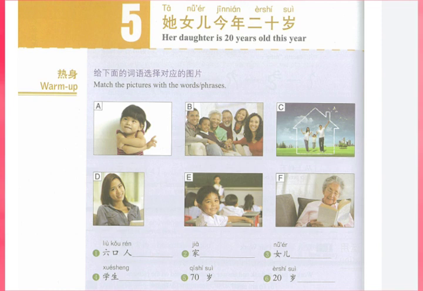Let's check the warm-up. 热身, warm-up. 给下面的词语选择对应的图片. Match the pictures with the words and phrases. Now, what I will do is to read all the six phrases first so that it will give you some time to think about how to match the pictures with the phrases. Let's start. 一, 六口人, six people. 六, six.